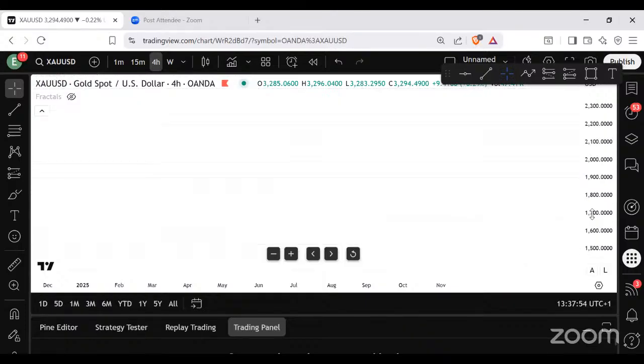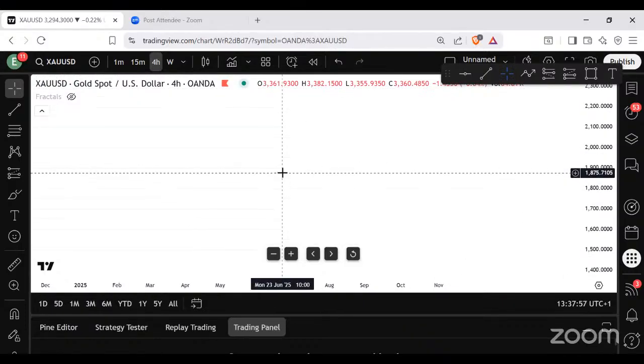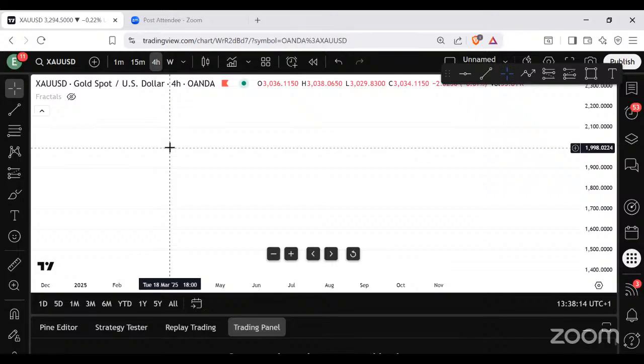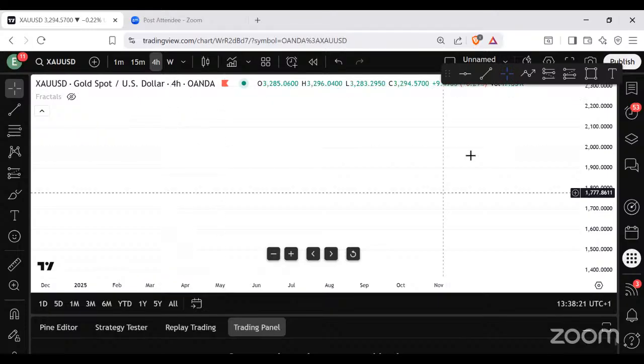Okay, so you've been able to identify impulsive move, correction, continuation, break of structure, change of character. So the next thing is to be able to identify point of interest.